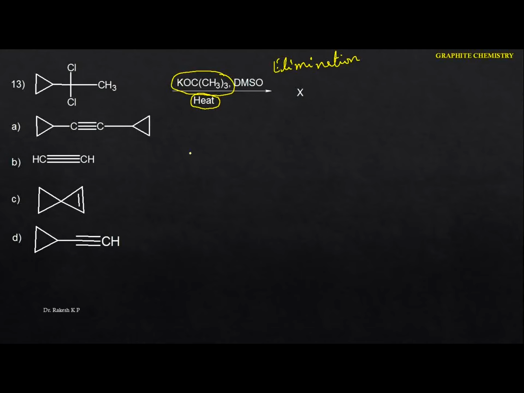Okay, just go to this one here. These are the reactants given here. This is Cl, this is CH3. Whenever it is heated, I'm going to take the base here. This is CH3, this is the tertiary butoxide here, and here we can identify the elimination.